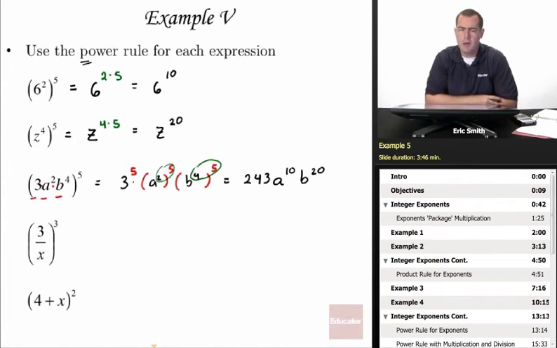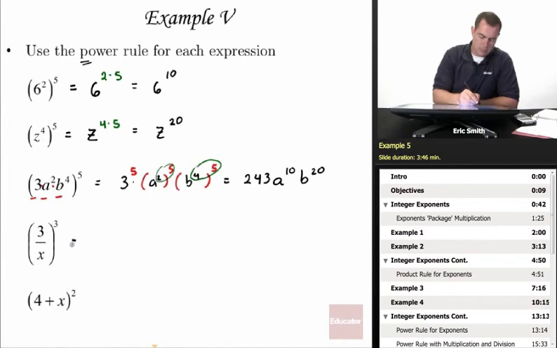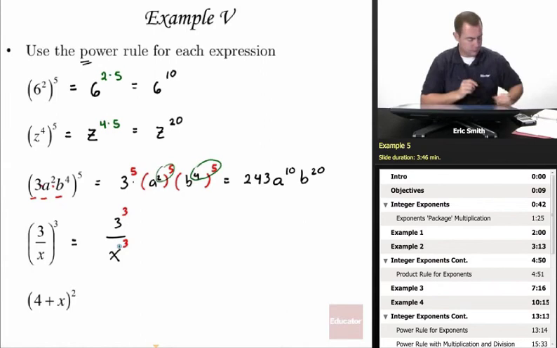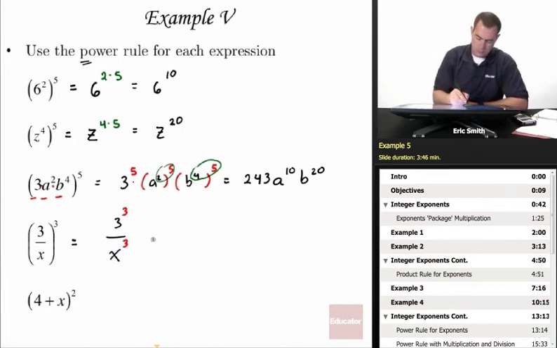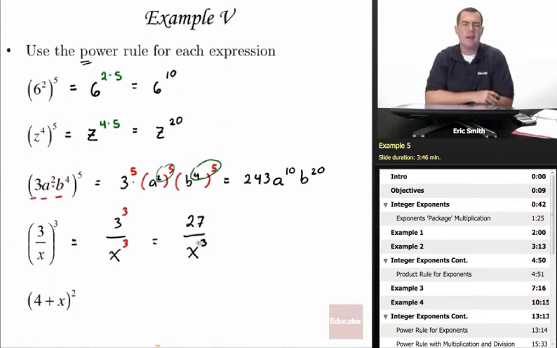All right, let's see one that involves division. So I'm going to give the 3 to the top and bottom. So the top will be 3 to the 3rd power, and the bottom will be x to the 3rd. This will give us a 27 all over x to the 3rd. Okay, not bad. All right, let's try one more.